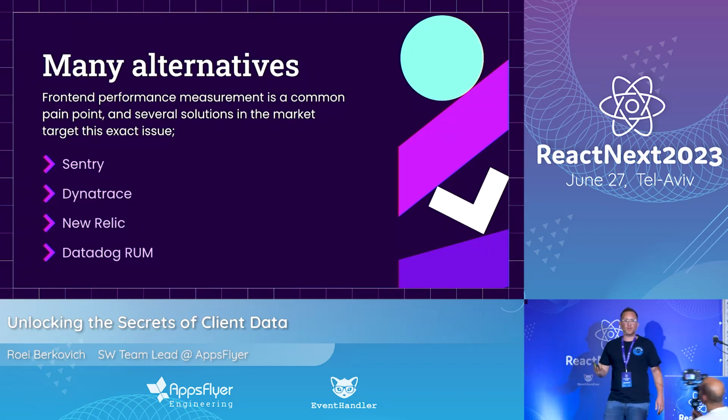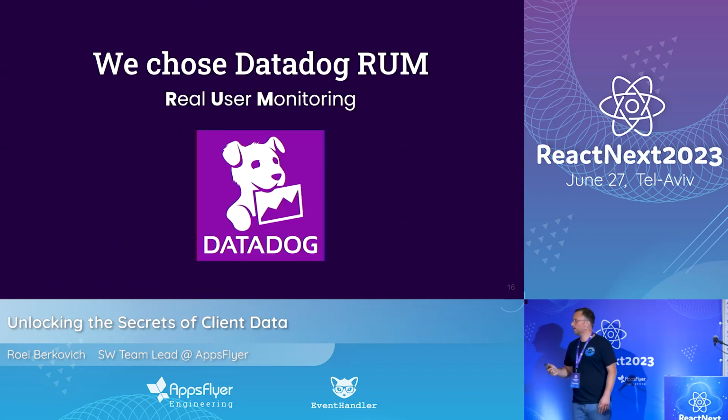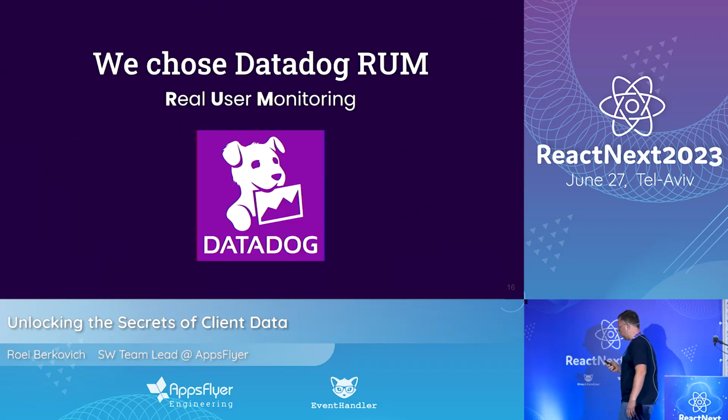So front-end performance measurement is a common pain point in the industry, and we have several solutions in the market that are mostly doing the same thing, like Sentry, Dynatrace, New Relic, and DataDog. And we at AppsFlyer chose to work with DataDog for measuring our front-end performance.